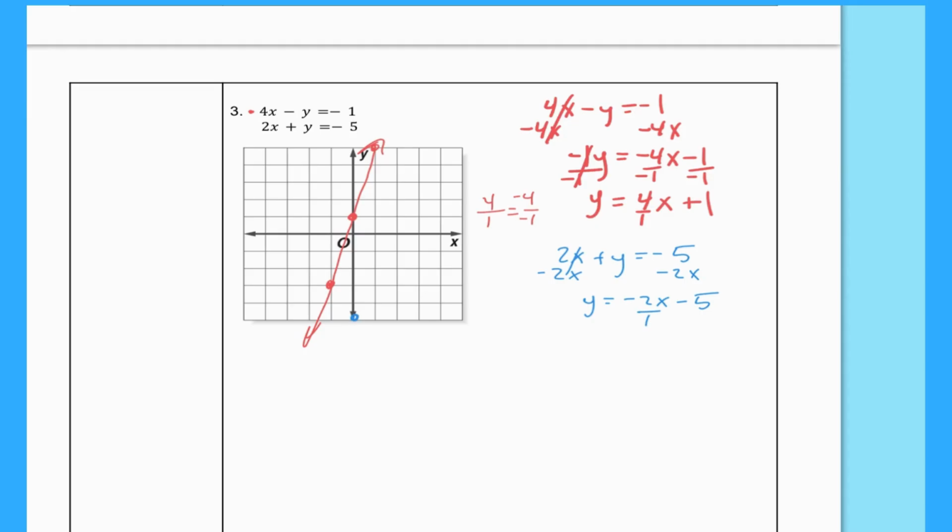So I can't go down 2, so we need to use our equivalent slope. The equivalent slope to -2 over +1 is +2 over -1, as long as there's one negative sign. So I can go +2, -1. There's our point. +2, -1, and so on. I'll draw my line. And then the solution is that point where they crossed, and they crossed at the point -1, -3. Even if you can see where that point was going to be, make sure you finish graphing both of your lines.